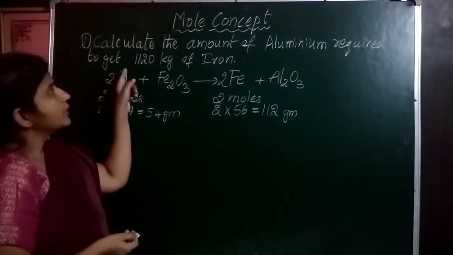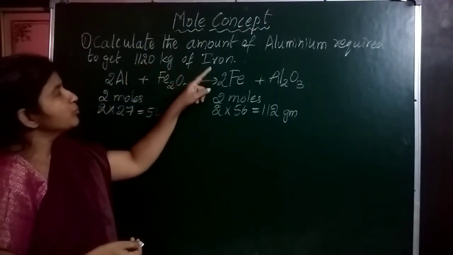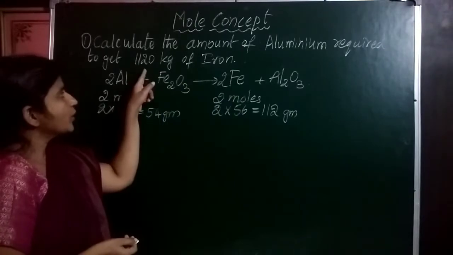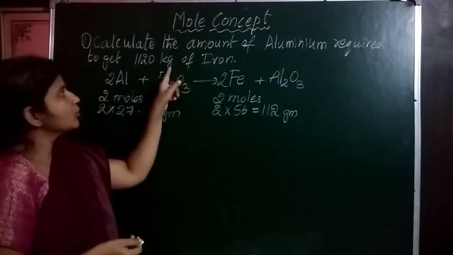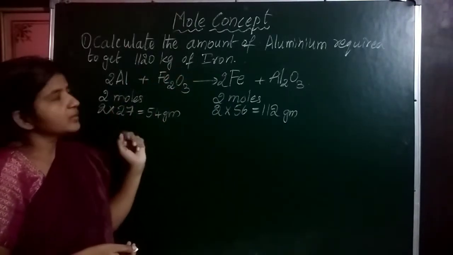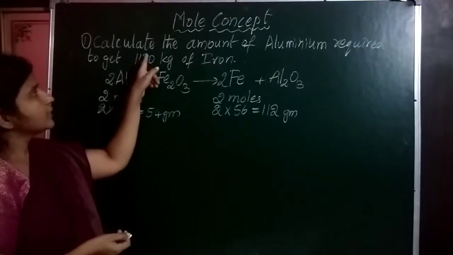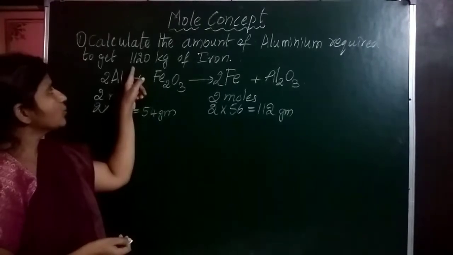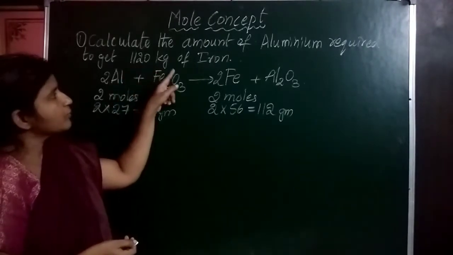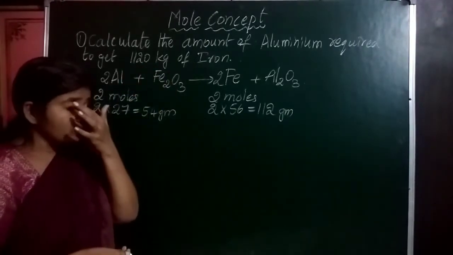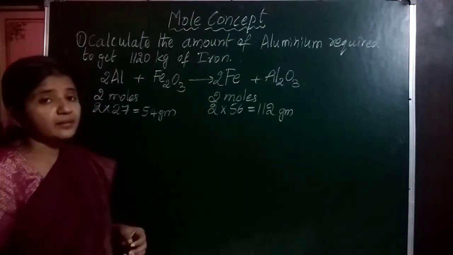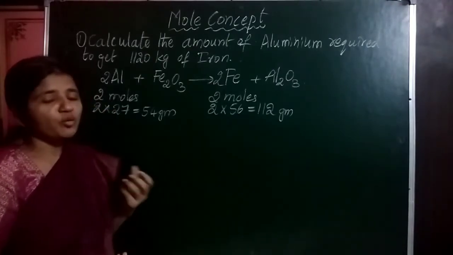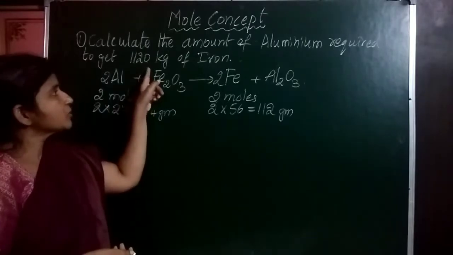Look at this. Calculate the amount of aluminium required to get 1120 kilograms of iron. That is your question. Here they are asking you to calculate how much aluminium is required to get this much iron.